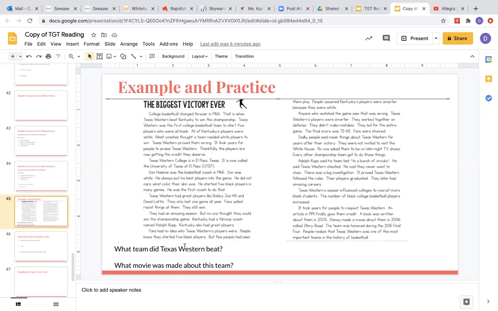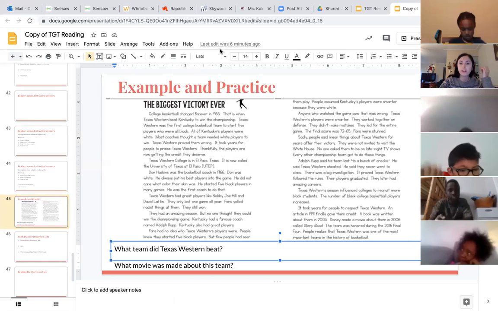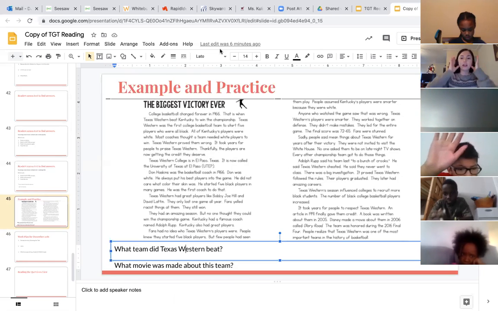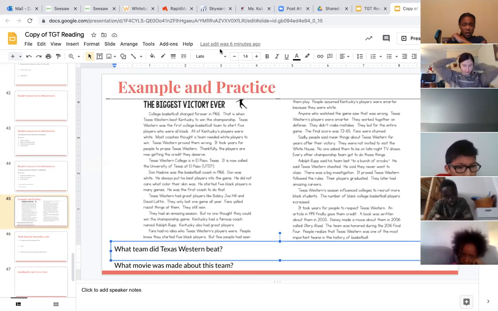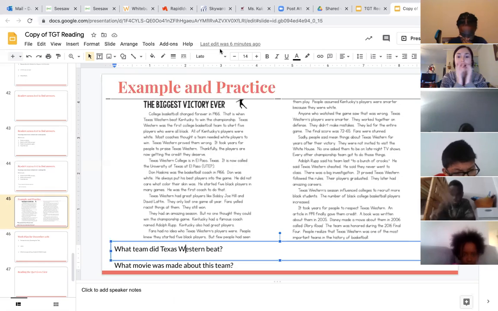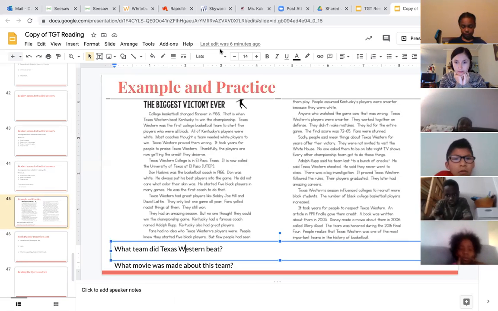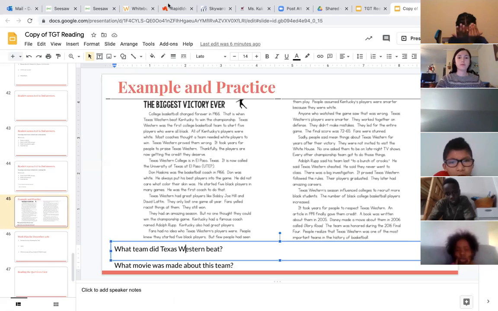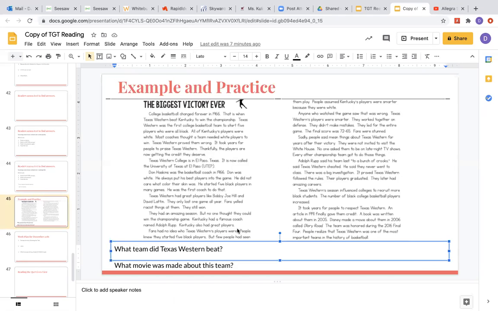Who can read to me this first question down here? Kamaya, read our first question. Real loud so all of us can hear it. Everyone should be listening to Kamaya, so you need to be looking up, listening to her. What team did Texas Western beat? Okay, good. Our first question, what team did Texas Western beat?